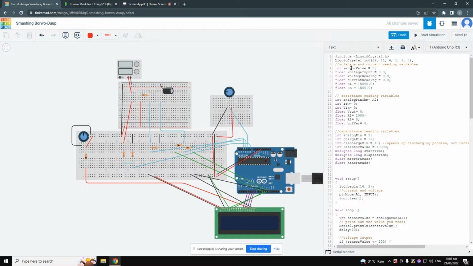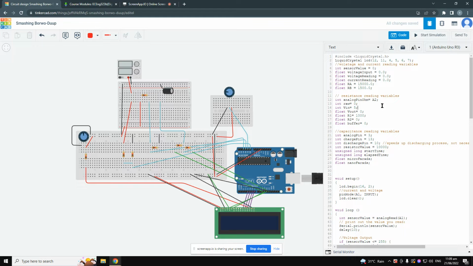First things first, we have include LiquidCrystal.h. The LCD pins are 12, 11, 4, 5, 6, 7. So the voltage and current reading variables: int sensorValue equals 0, float voltageInput equals 0.0, float voltageReading equals 0.0, currentReading 0.0, float RA equals 15000.0, float RB equals 1500.0. Now we have the resistance reading variables.